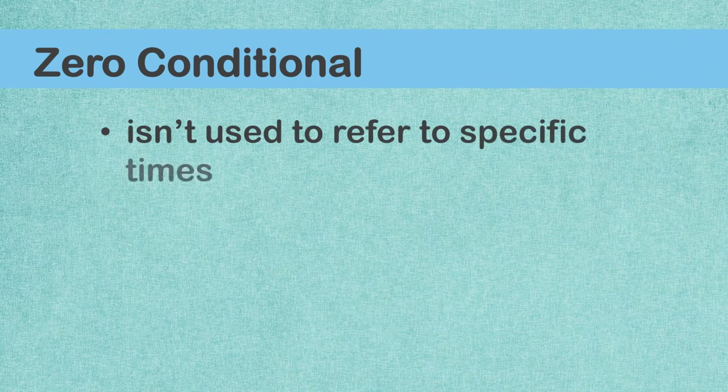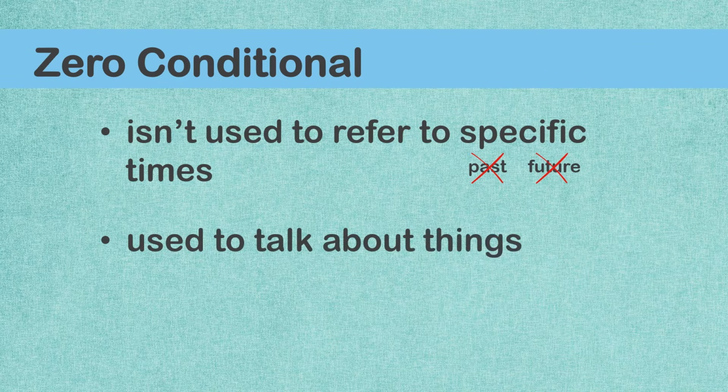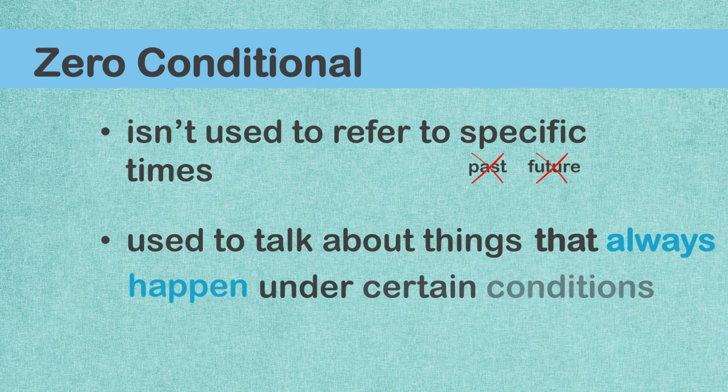Unlike other conditionals, zero conditional isn't used to refer to specific times. That is, we can't use it to refer to the past or the future. So, what is zero conditional used for? It's used to talk about things that always happen under certain conditions.